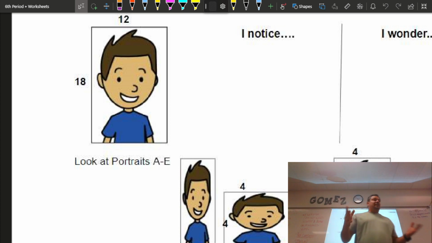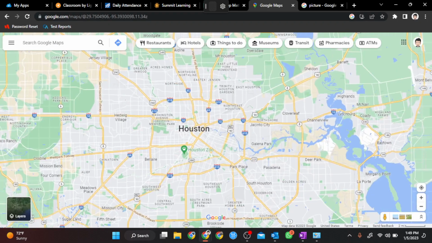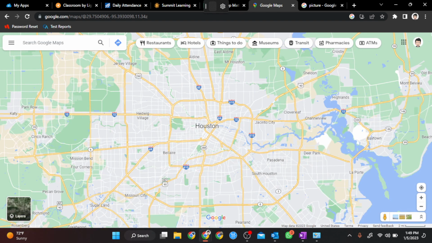So now that we get the picture, let me show you something else. And I'm going to turn off my camera. Okay, wait. Let's not talk about your house.